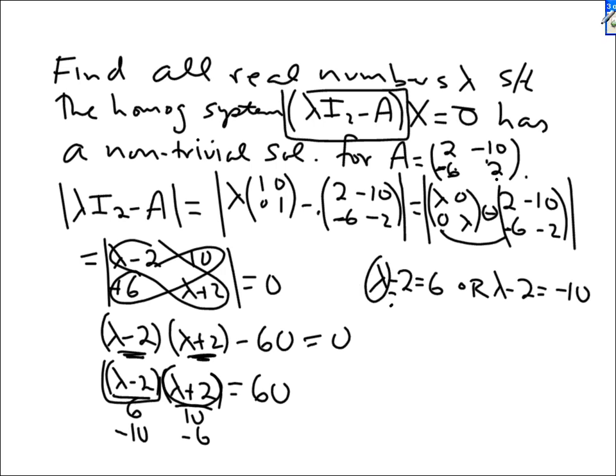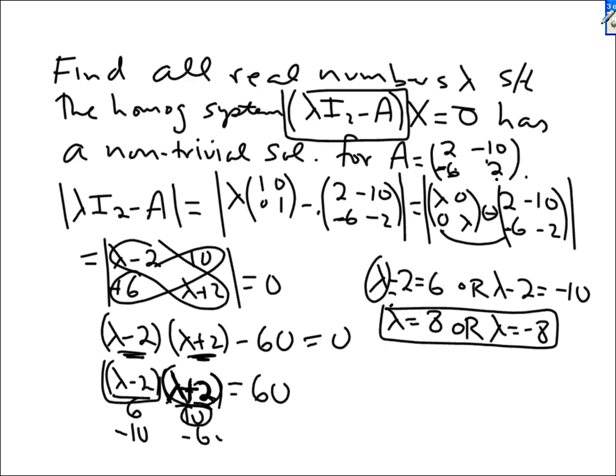Well, of course, 8 minus 2 is 6, so lambda is 8. Well, look, if lambda is 8, 8 plus 2, yep, gives me 10. What take away 2 gives you negative 10? Negative 8. And for the record, negative 8 plus 2 is, you got it, negative 6. So here are the answers. If lambda is one of those two numbers, the homogeneous system, this mess equals 0, has a non-trivial solution. We'll have a non-trivial solution when lambda is 8 or negative 8.